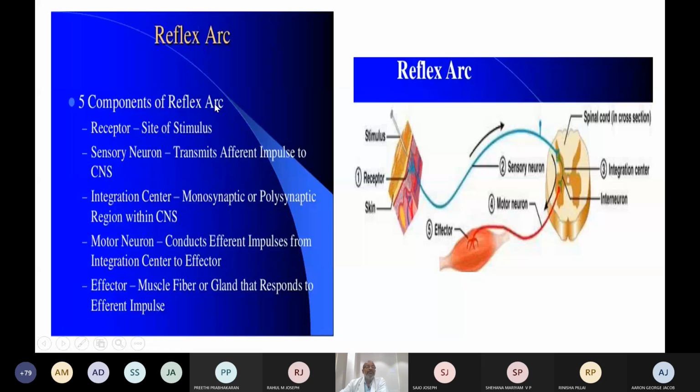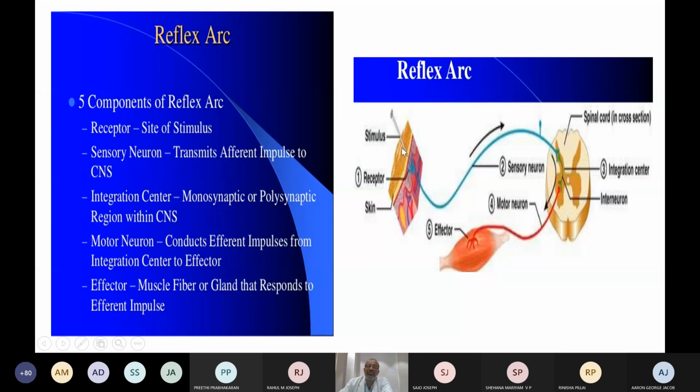So reflex arc, yes, what are the components? Receptor, it is the site of the stimulus. Sensory neuron, which transmits the afferent impulse to the central nervous system. Integrating center, it is the monosynaptic or polysynaptic region within the central nervous system. Motor neuron, which conducts the efferent impulses from the integrating center to the effector. Effector is the muscle fiber or the gland that responds to the efferent impulse. I had already mentioned all these things. You take it as a revision class.